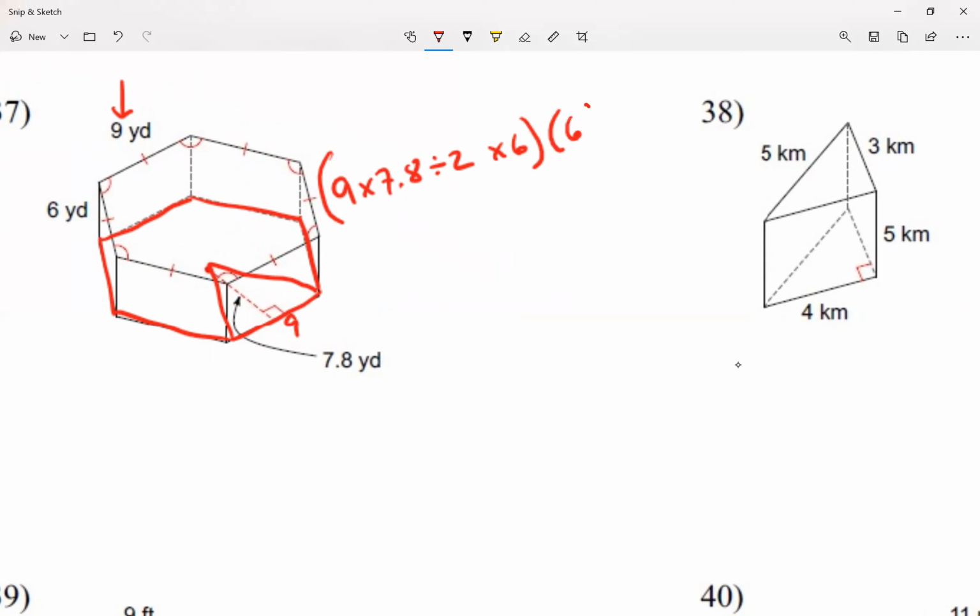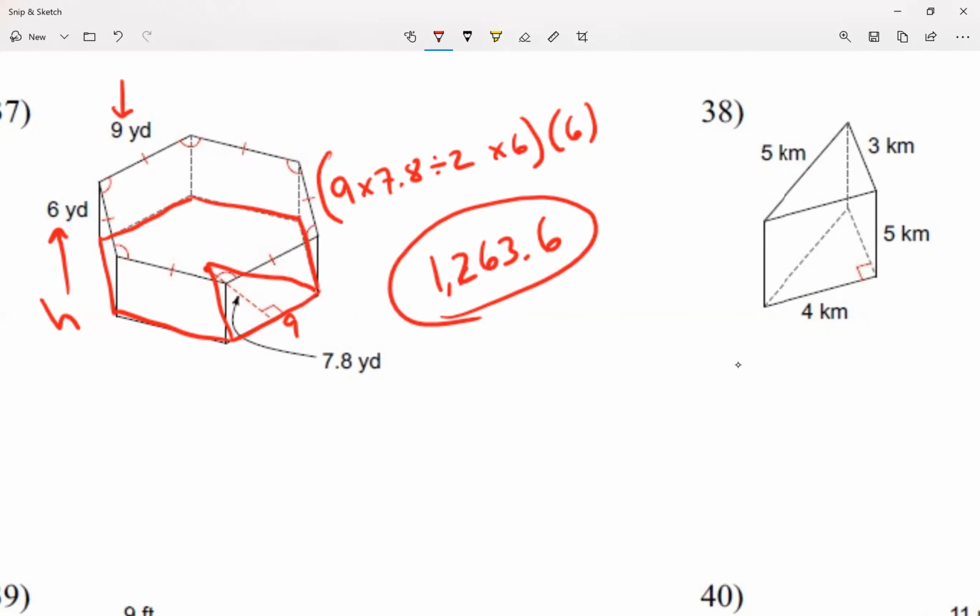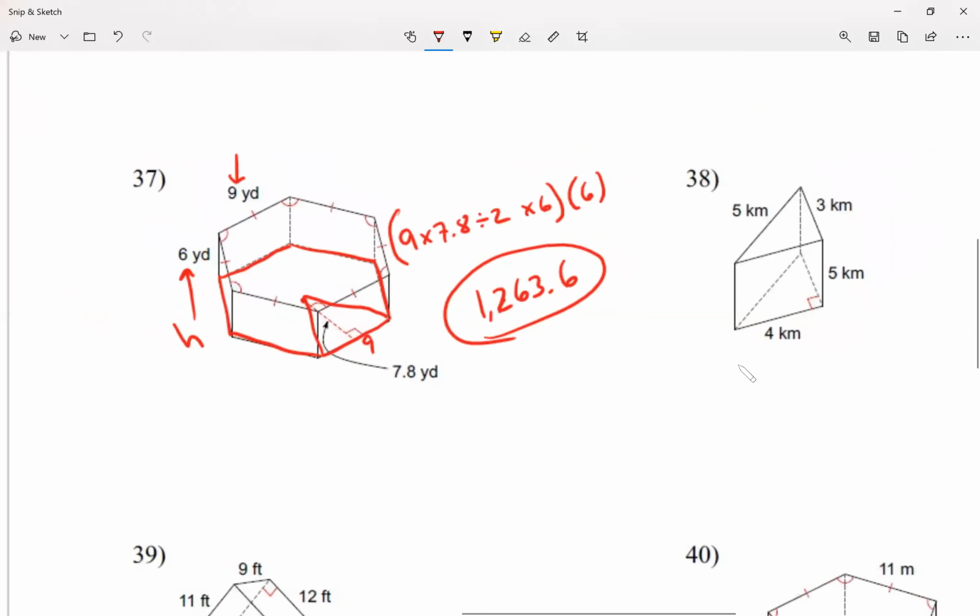All of that is the area of the base. The height is 6, right? You can see that here. Let me call it h for height. So let me multiply all this out: 9 times 7.8 divided by 2 times 6 times 6. And I get 1,263.6. Not bad. There you go. Let me zoom out.